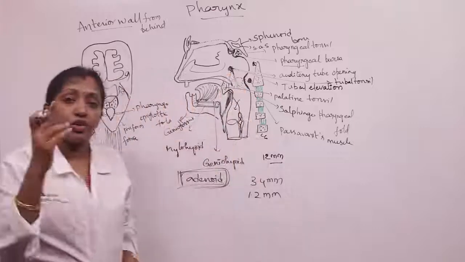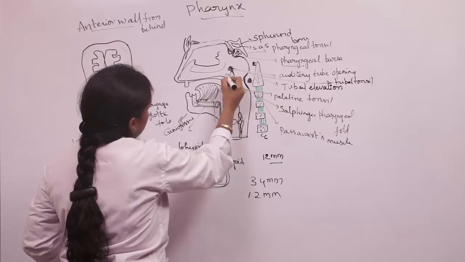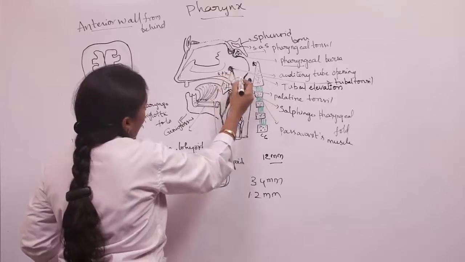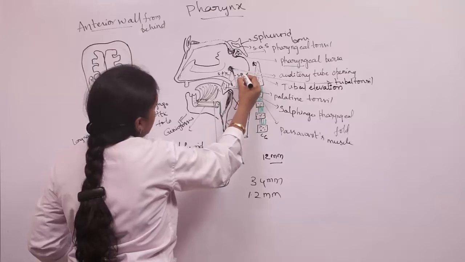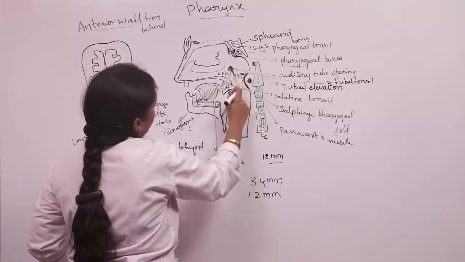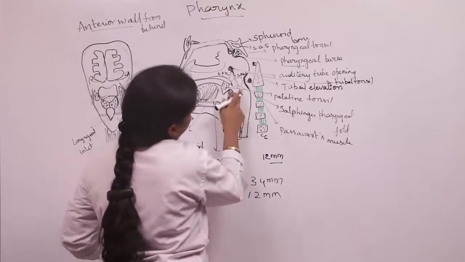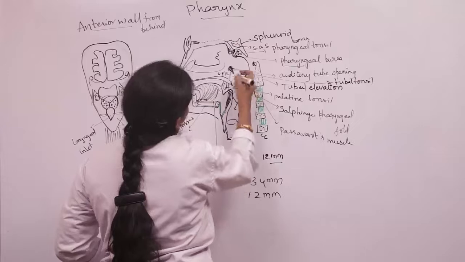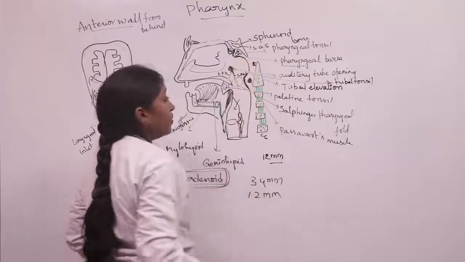From the tubal elevation, two mucous folds extend, that is called salpingopalatine fold. This is salpingopalatine fold and this is salpingopharyngeal fold. See, we can see this is the salpingopharyngeal fold and this is salpingopalatine fold. So that is about the lateral wall of the nasopharynx.